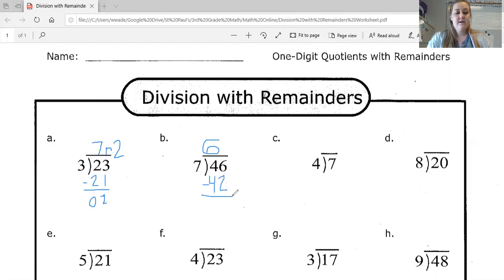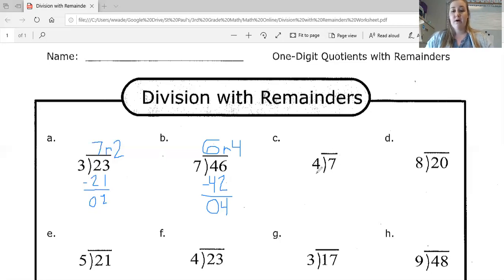Now, 6 minus 2 gives me 4. 4 minus 4 gives me 0. So that means it's gonna be 6, the remainder of 4. So when you type this in, you're literally just gonna write 6R4. That's all you have to do. Okay, let's do another, we're gonna do about 3 or 4 more.